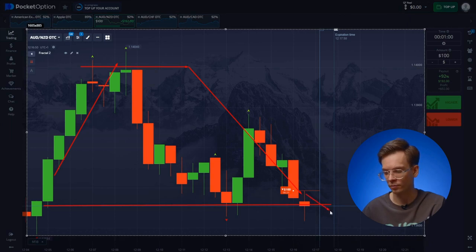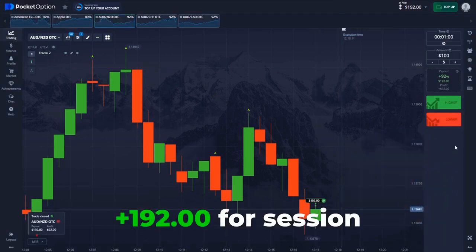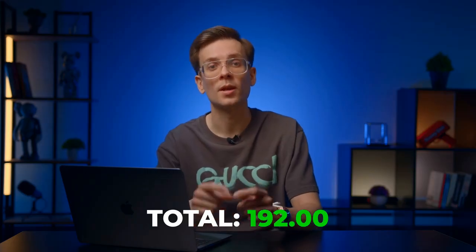We even got a bounce off the support level, but with just a 1 minute trade time frame, the price won't hit my level. Fantastic. First reward, and now the deposit amount is 192. Moving on.